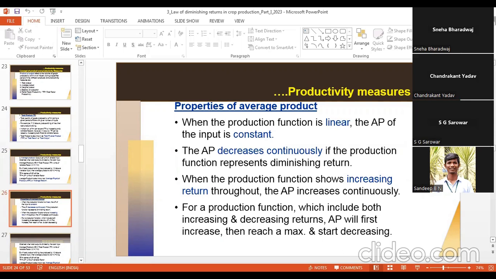Such questions you get in your fill in the blanks kind of questions. For a production function which includes both increasing and decreasing return, AP will first increase, then reach a maximum and start decreasing. So this is your quadratic function, Y is equal to A plus BX plus CX square, in which it increases initially and then decreases.